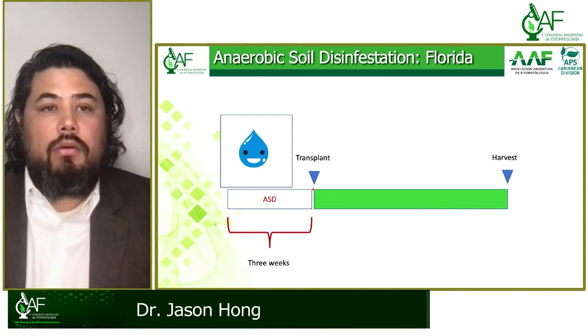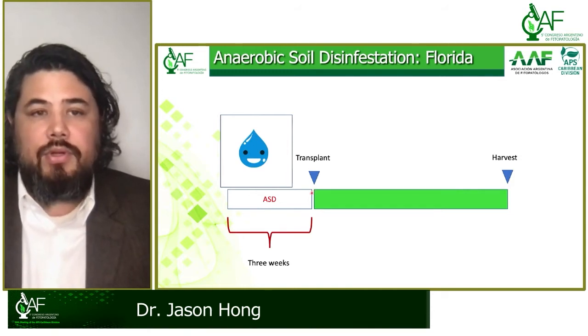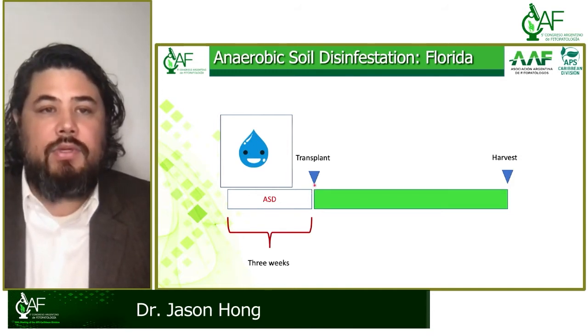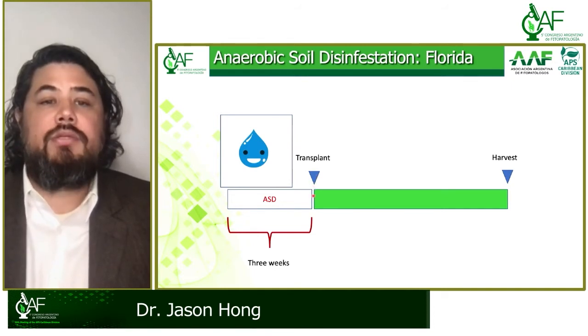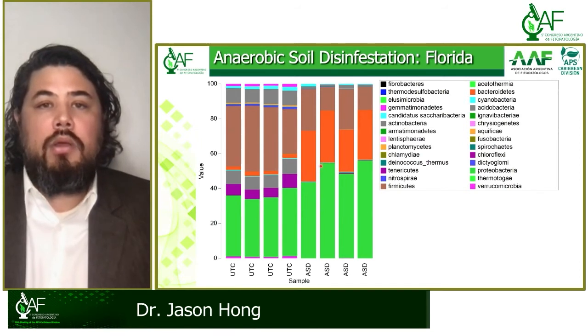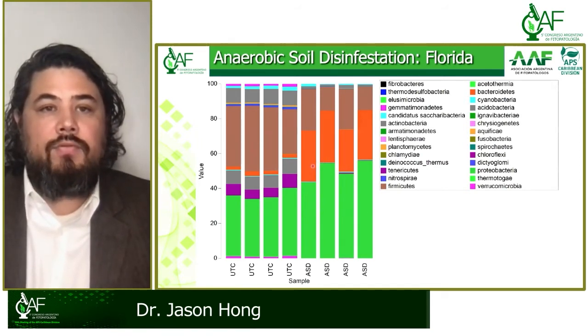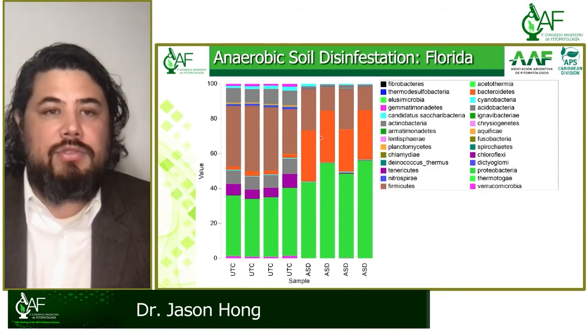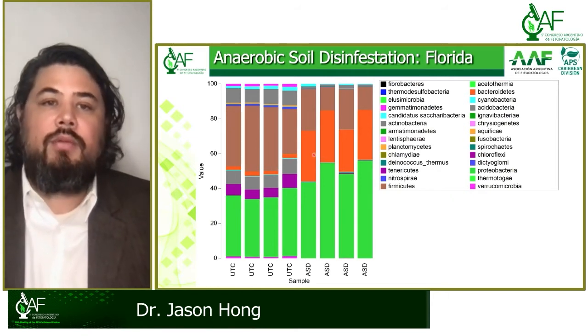When I first joined the lab, they wanted to see if there was a difference between the untreated control and the ASD treated, how it affected the bacteria. So we took soil samples prior to transplant. And what we found was that the Bacteroides and the Firmicutes populations were higher than the untreated controls. There was a large difference between the populations.